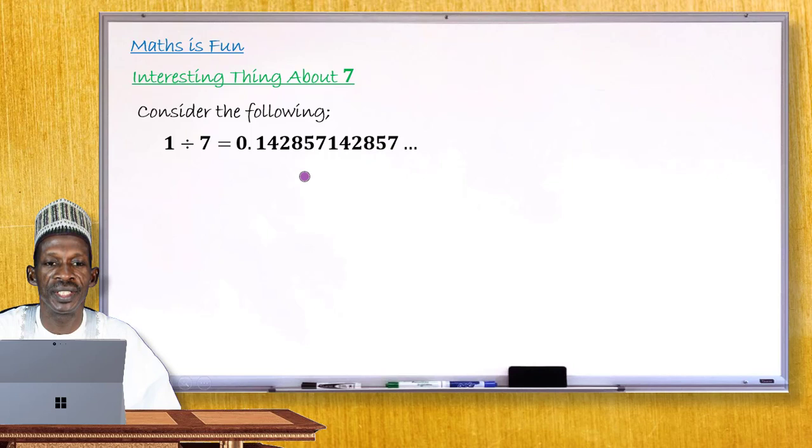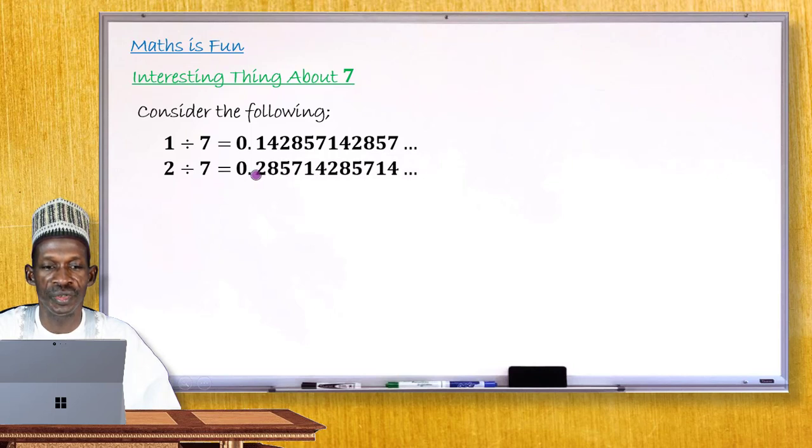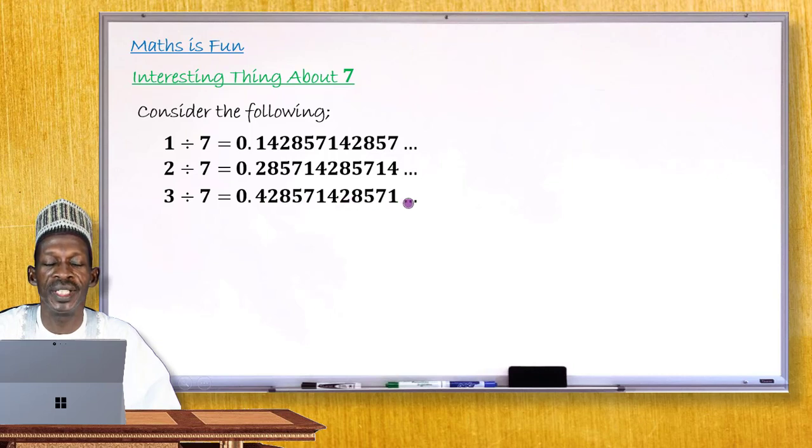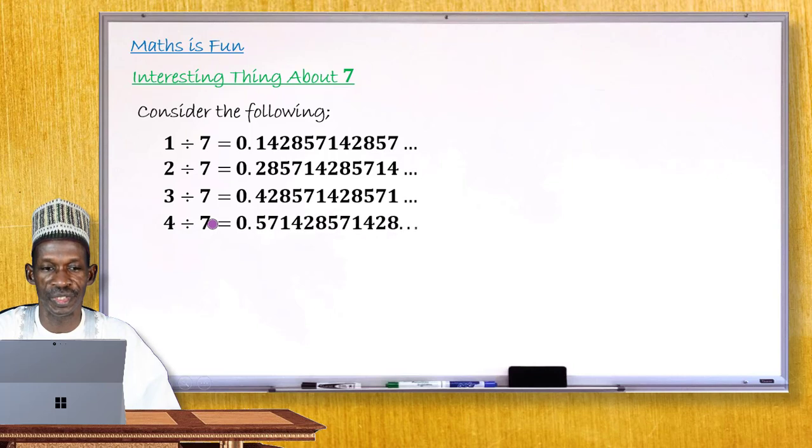0.142857142, like that. Also, if we divide 2 by 7, if you did it correctly, this is what you're going to have: 0.285714285714. Let's attempt to divide 3 by 7. This will now be the result: 0.42857142857, and so on. Let's do one more division by 7. I now divide 4 by 7. This will be the result if you did it correctly.